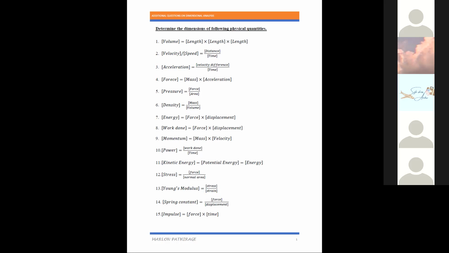There is a question number 13, Young's modulus is stress over strain. But I think you don't know about this strain. Okay, please do question number 22 before that. In question number 22, strain is defined.